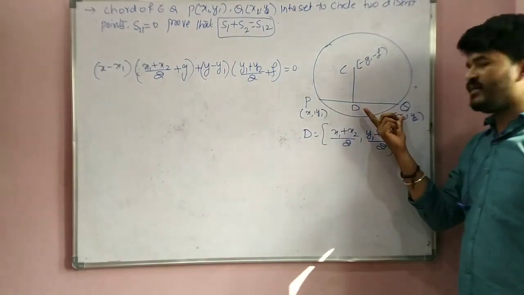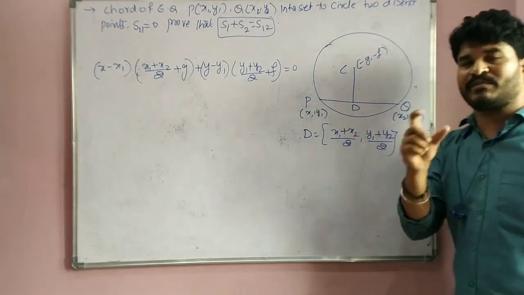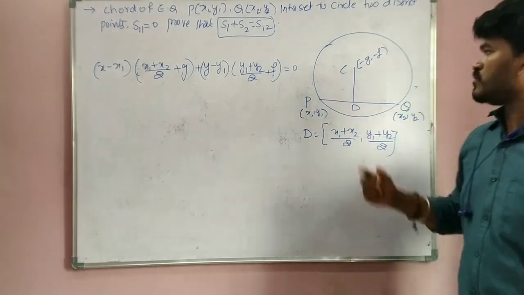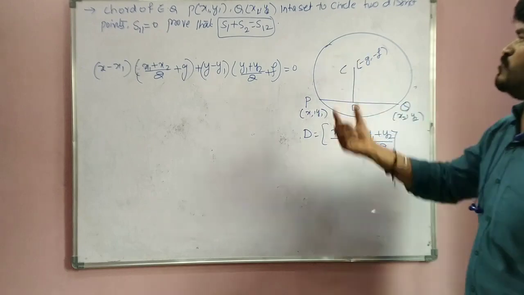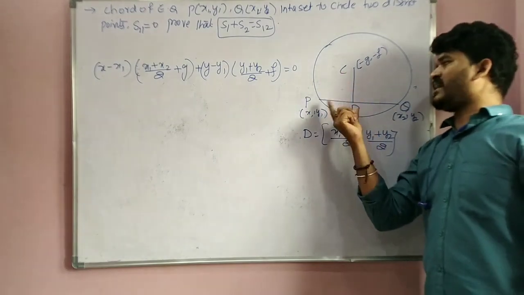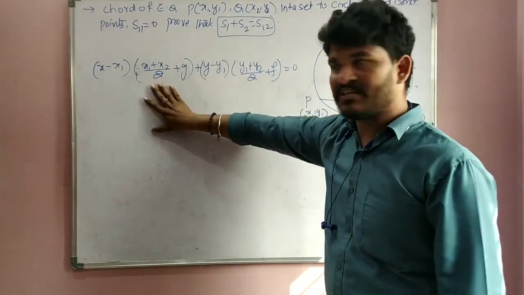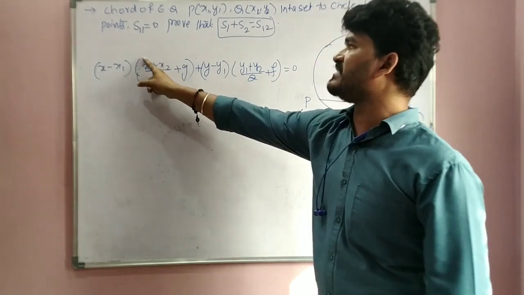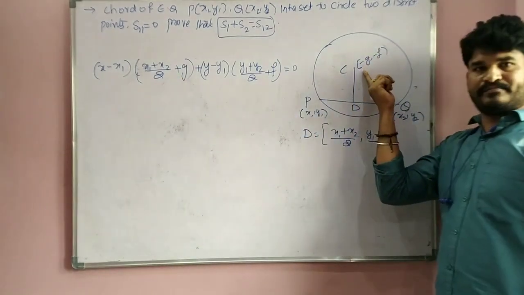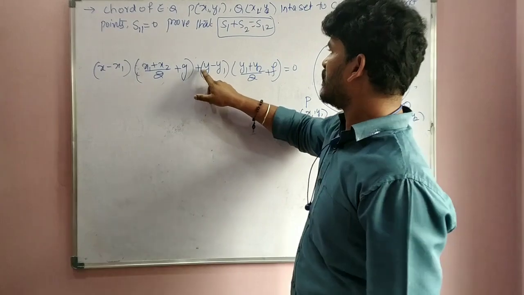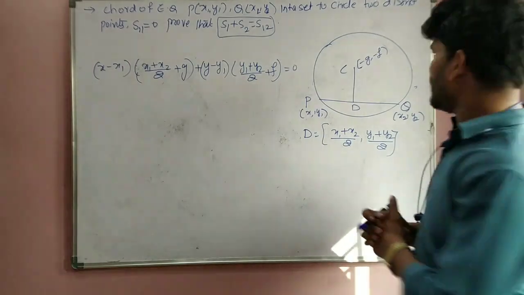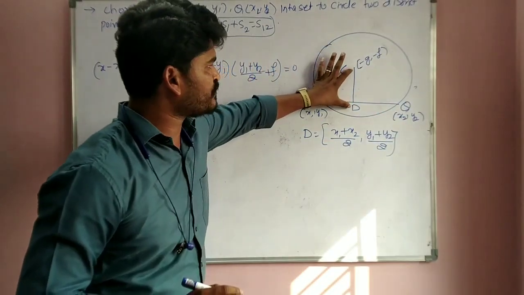Here PQ is a secant of the circle, intersecting it at two distinct points, where C (-g, -f) is the center of the circle. From this diagram, CD is drawn perpendicular to PQ. We write the equation: (x - x1)((x1 + x2)/2 + g) plus (y - y1)((y1 + y2)/2 + f) equals 0.